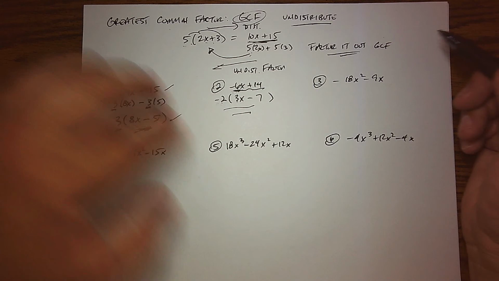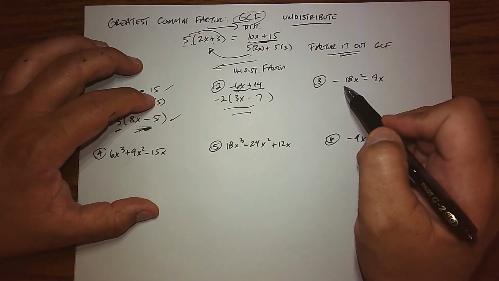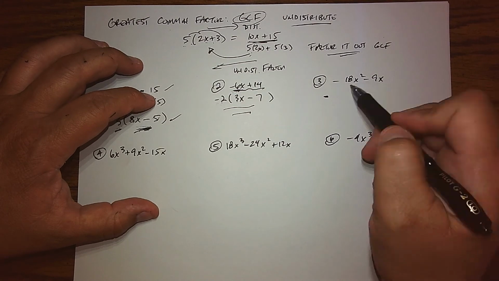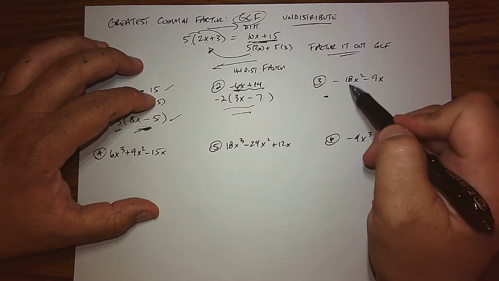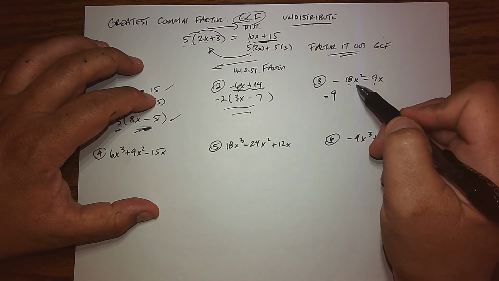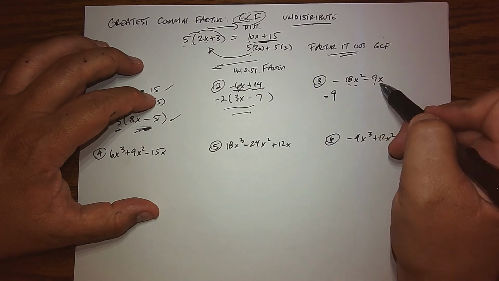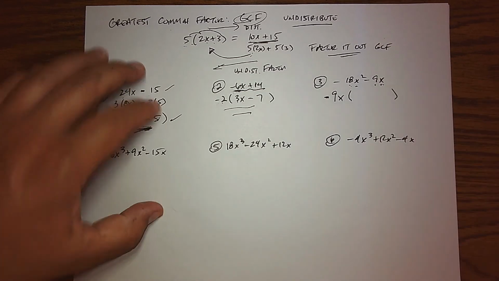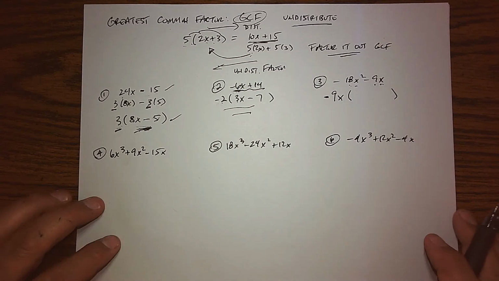So next one. Again, the leading coefficient is negative, so I'm going to pull a negative out of there. What seems to be common between these two? Number-wise, it looks like it's 9. And variable-wise, they both have at least an x in them. So what I'm going to be factoring out of this is the monomial negative 9x.